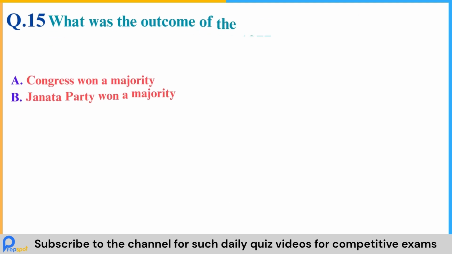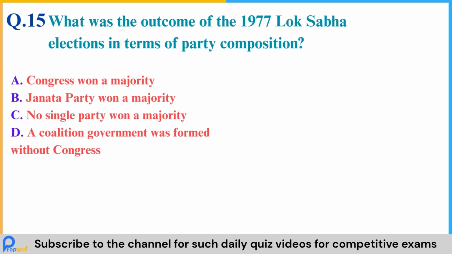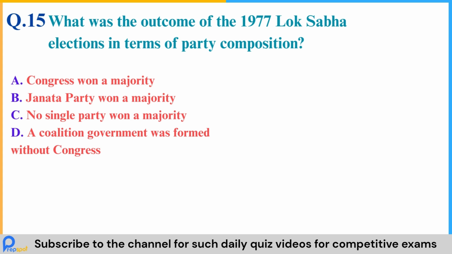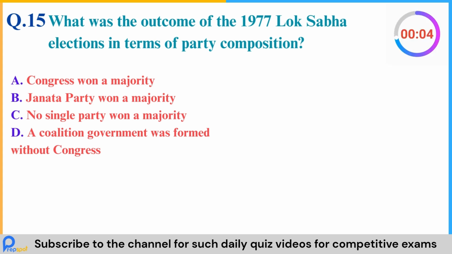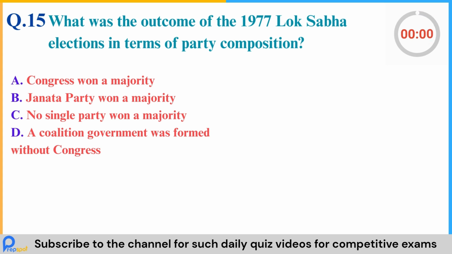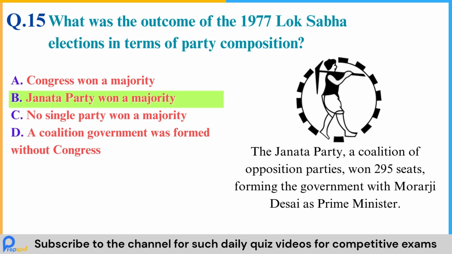Question 15. What was the outcome of the 1977 Lok Sabha elections in terms of party composition? A. Congress won a majority. B. Janata Party won a majority. C. No single party won a majority. D. A coalition government was formed without Congress. Answer: B. Janata Party won a majority.